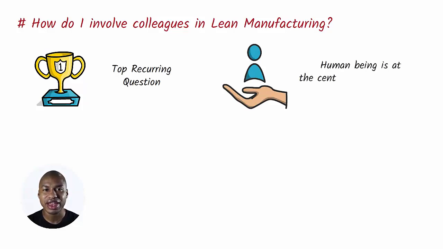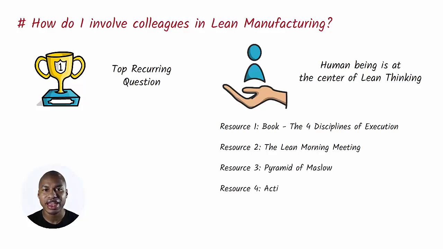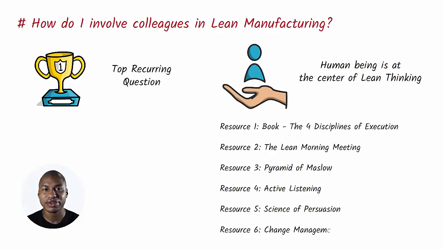For each resource that I have mentioned, you will find an in-depth link in the description. Resource 1, book, The 4 Disciplines of Execution. Resource 2, The Lean Morning Meeting. Resource 3, Pyramid of Maslow. Resource 4, Active Listening. Resource 5, Science of Persuasion. Resource 6, Change Management. These are 6 resources that will help you to better understand the human being and to be able to use levers to fully engage your colleagues in lean manufacturing.